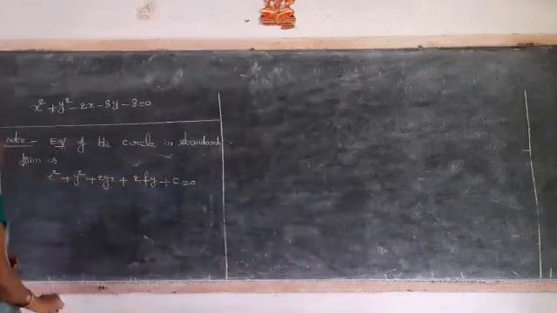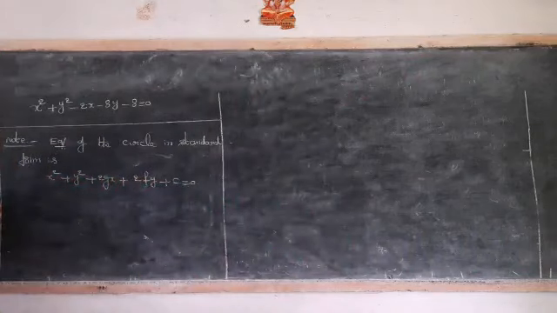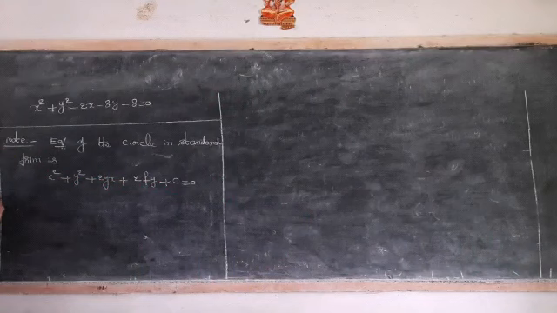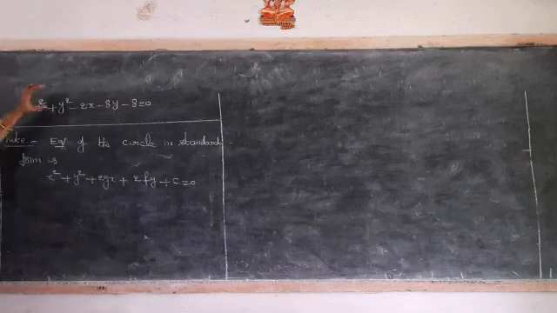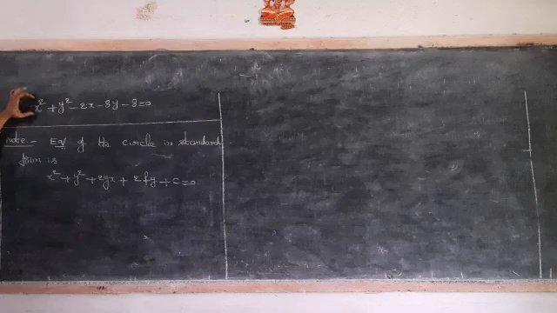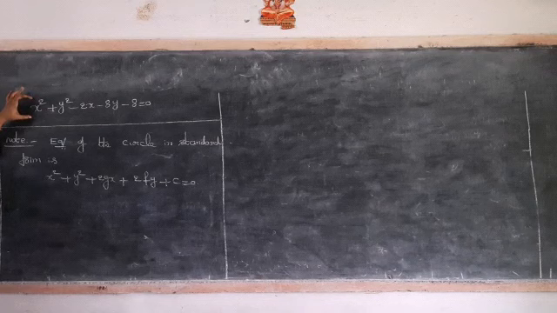Okay children, we have done the first question. Given the center and radius, find the circle equation, we did that first problem. So in that question you have got this answer. If you study this answer, we get one concept.